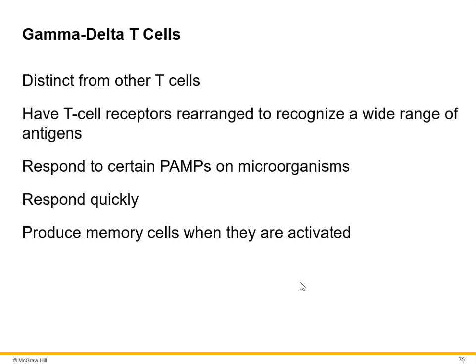So they do have T cell receptors. They're rearranged to recognize a wide variety of antigens, so they can respond specifically and non-specifically. They respond to certain PAMPs, or pathogen-associated molecular patterns. They respond very quickly, and they do produce memory cells when they are activated. And so that's like a T cell. It's a specific immunity, but they can also recognize these pathogen-associated molecular patterns, and so that's the non-specific part.